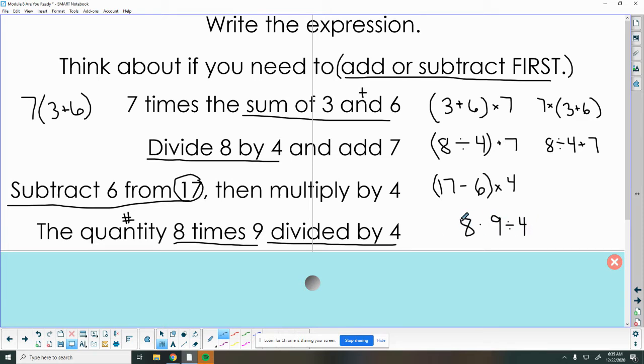So it's asked us to do 8 times 9 first. We don't need parentheses around that because divide and multiply are equals. So we would just do the first one that we come to.